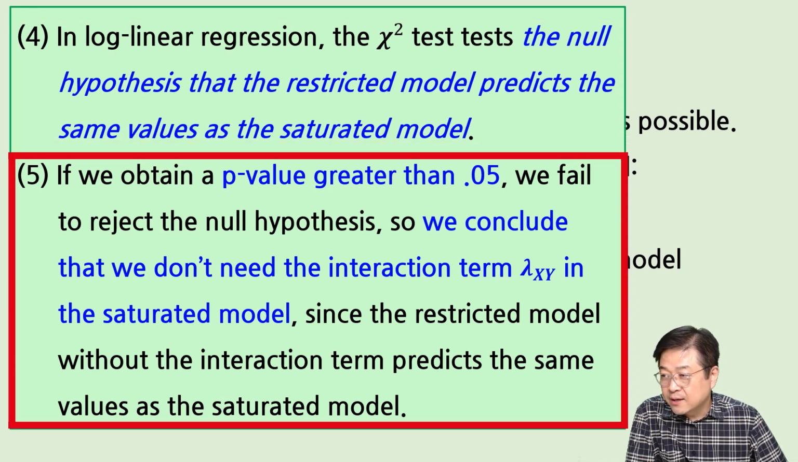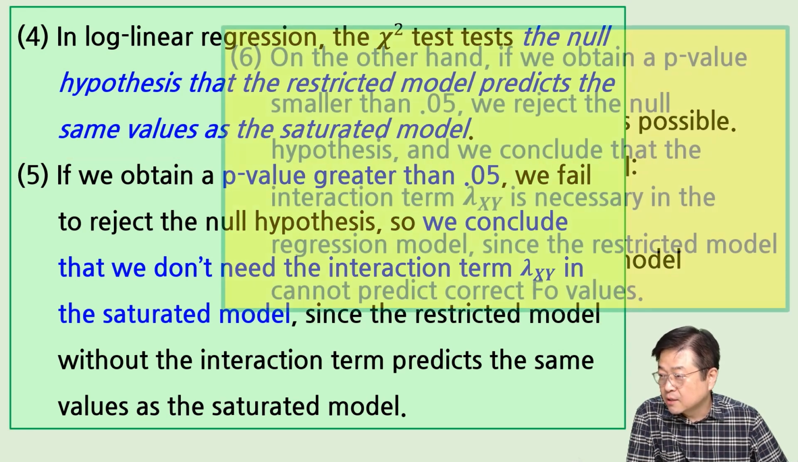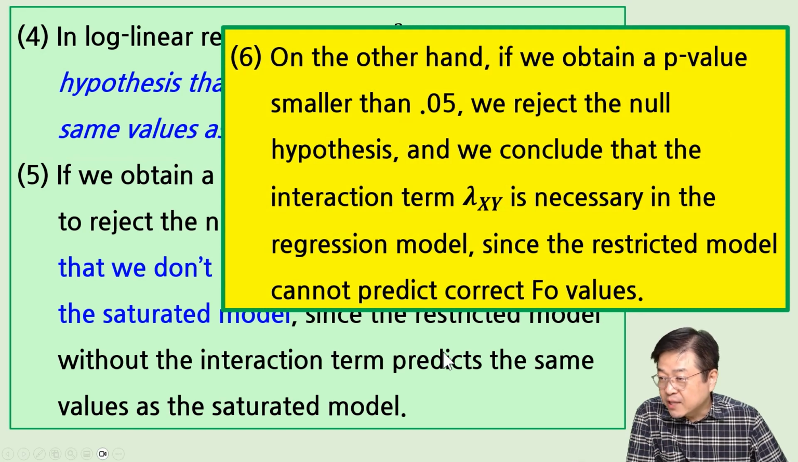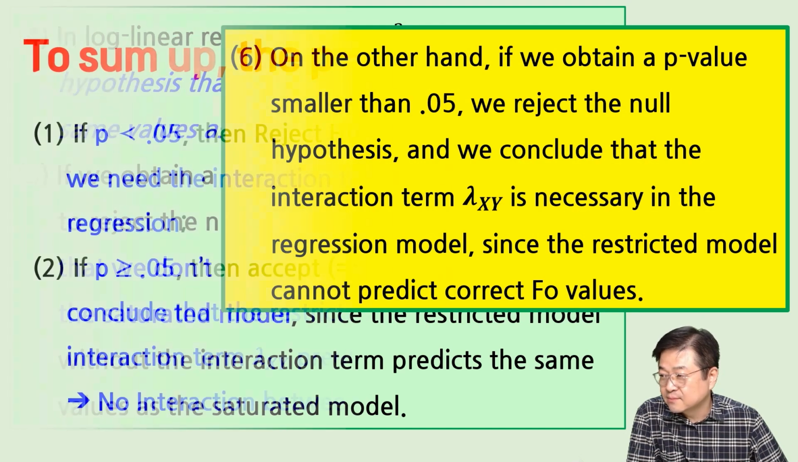Therefore, fifth, if we obtain a p-value greater than 0.05, we fail to reject the null hypothesis and we conclude that we don't need the interaction term lambda xy in the saturated model, since the restricted model without the interaction term predicts the same values as the saturated model. Sixth, on the other hand, if we obtain a p-value smaller than 0.05, we reject the null hypothesis and we conclude that the interaction term lambda xy is necessary in the regression model, since the restricted model cannot predict correct observed frequencies.